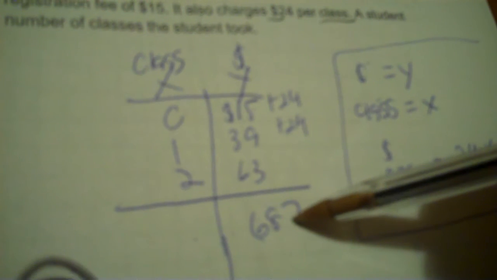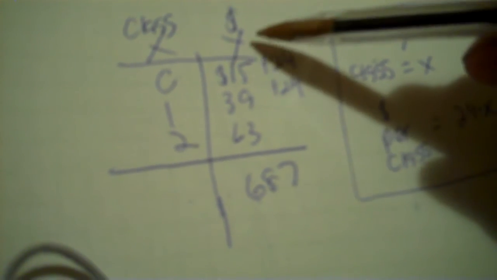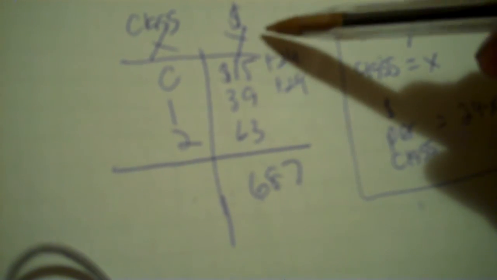Now, put 687 into the equation. Y is equal to 687. So I'm slashing out the Y and putting 687.